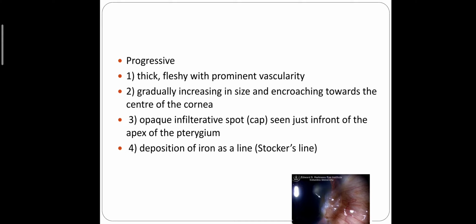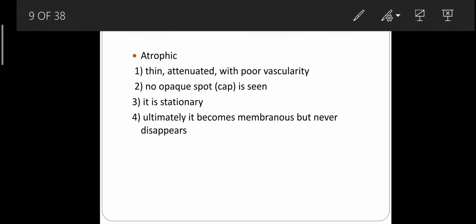So in the picture you can make out this pterygium. It is thick, fleshy, more vascular, and definitely you can see a cap, an opaque spot ahead of the pterygium, as well as Stocker's line, which is iron deposition. Not all progressive pterygium need to have this cap or Stocker's line, but definitely they'll be thick, vascular, and fleshy when compared to the atrophic pterygium.